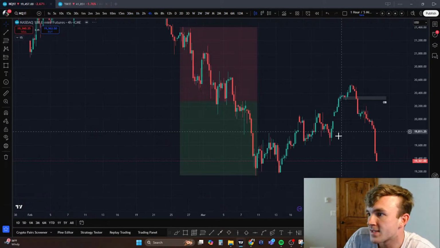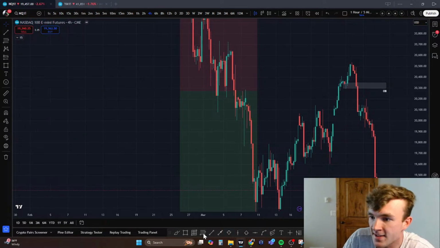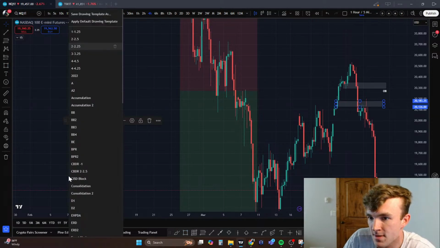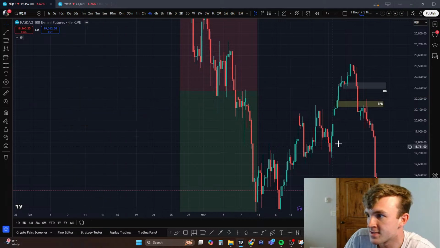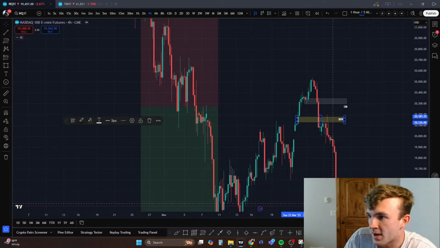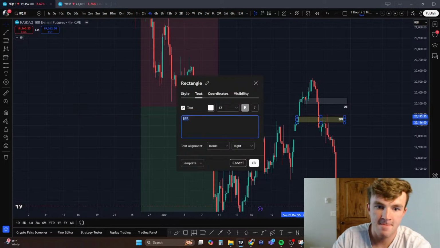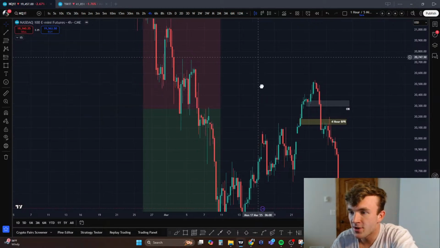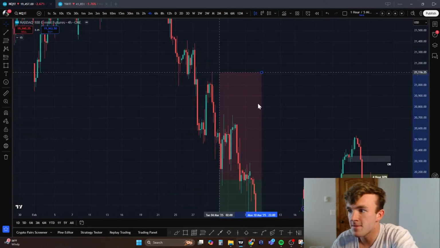The most obvious thing we had was this 4 hour BPR, but that's not a daily key level. But still, we had this 4 hour BPR. I think that's the most obvious thing here. And you can see we got aggressive movement off of that. And then let's redraw our premium to discount.